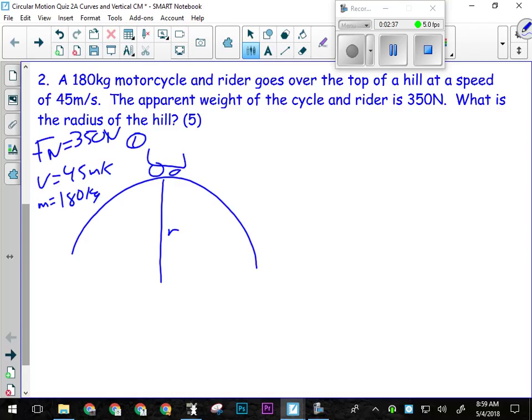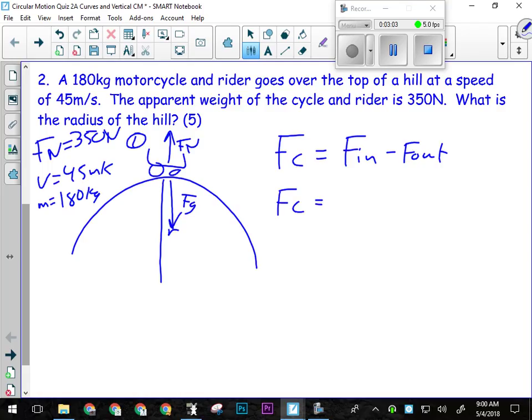In terms of forces, what would this force be? Gravity. What would this force be? Normal force, apparent weight. If I push on the track, the track pushes up on me. Those are my only two forces. There isn't anything else. So for any vertical circle, FC is forces in minus forces out, which would then mean gravity minus apparent weight. So if they have something like that, give them a mark for that.